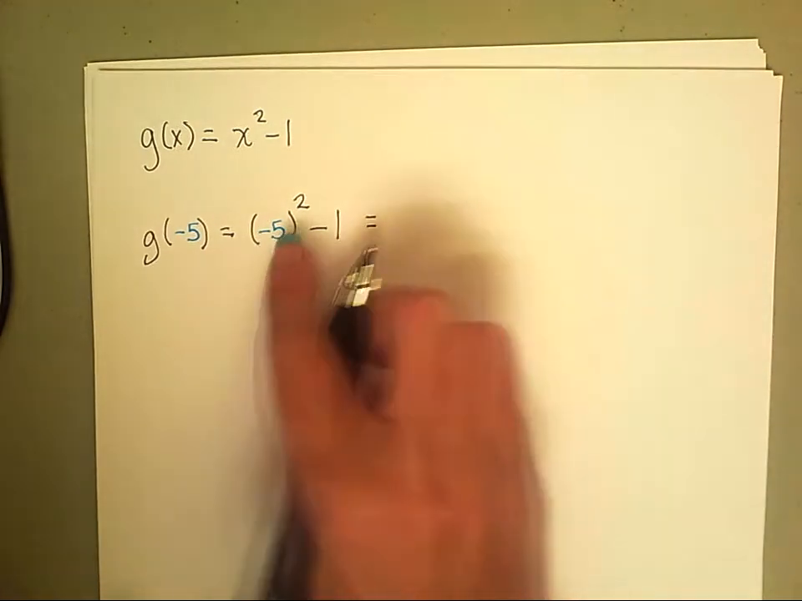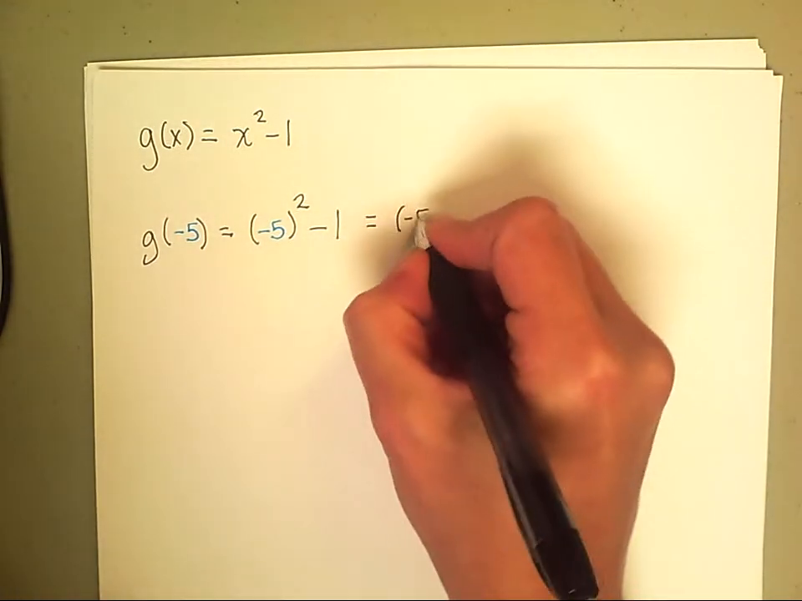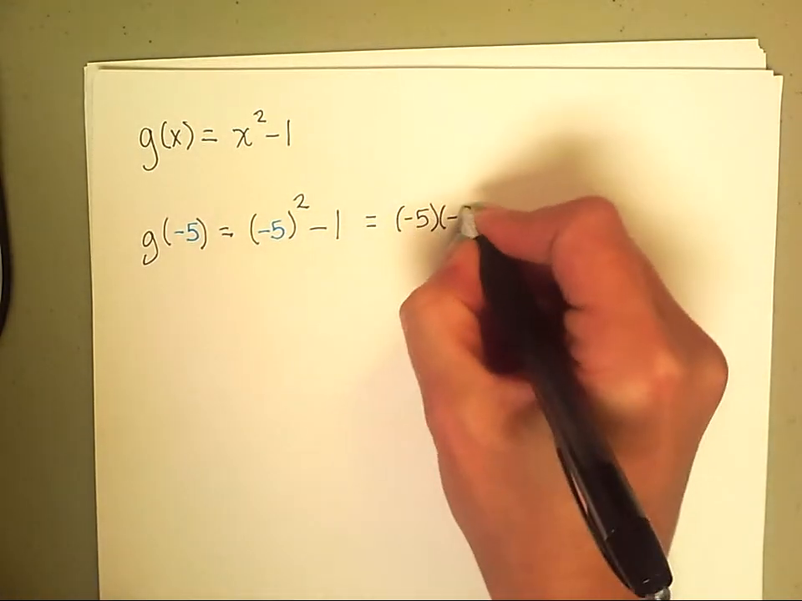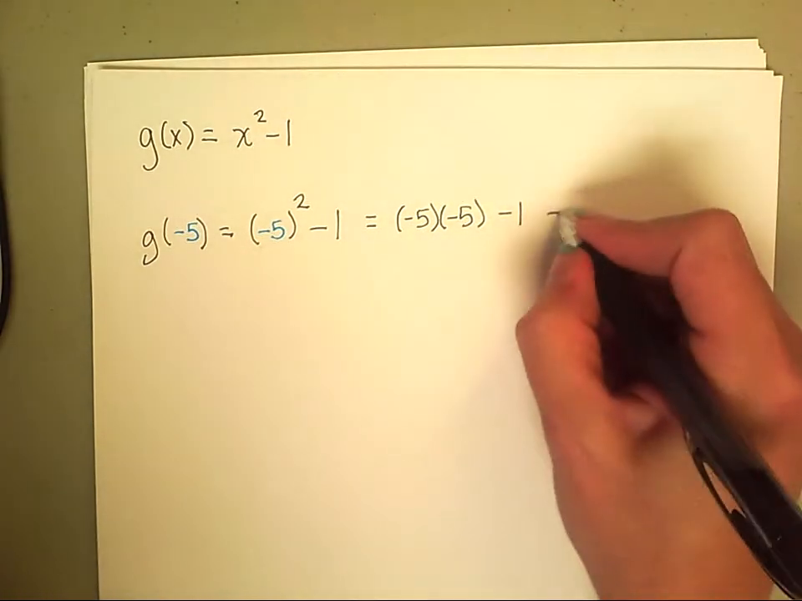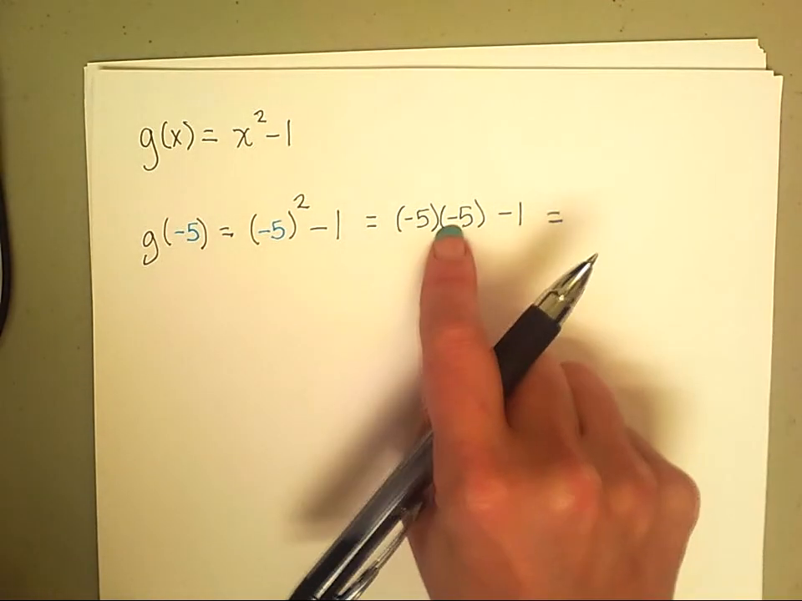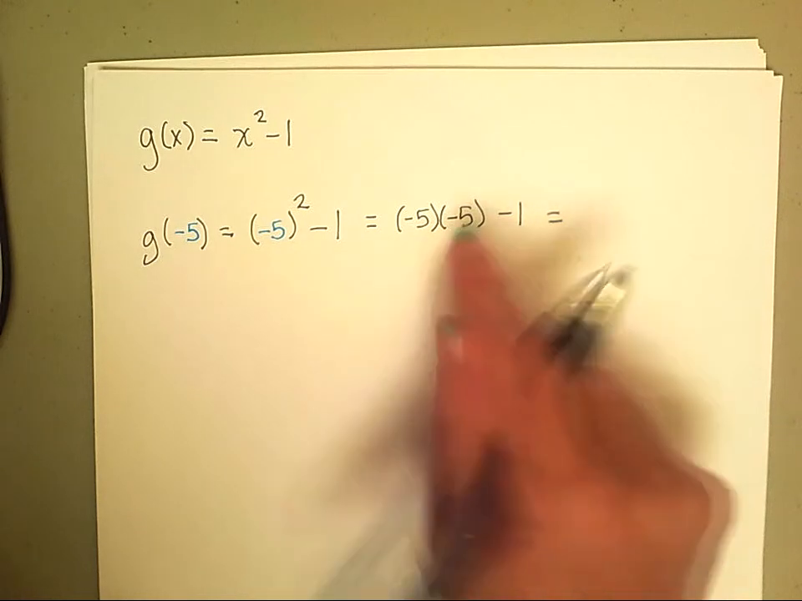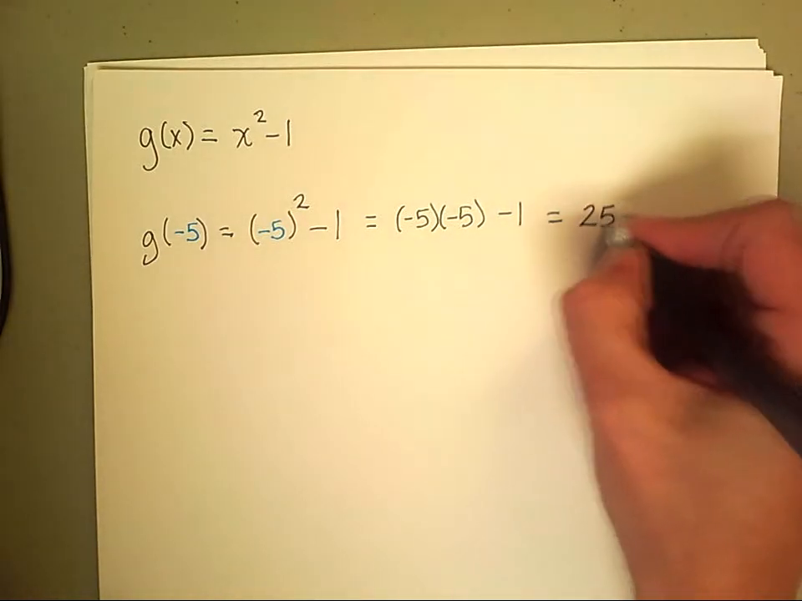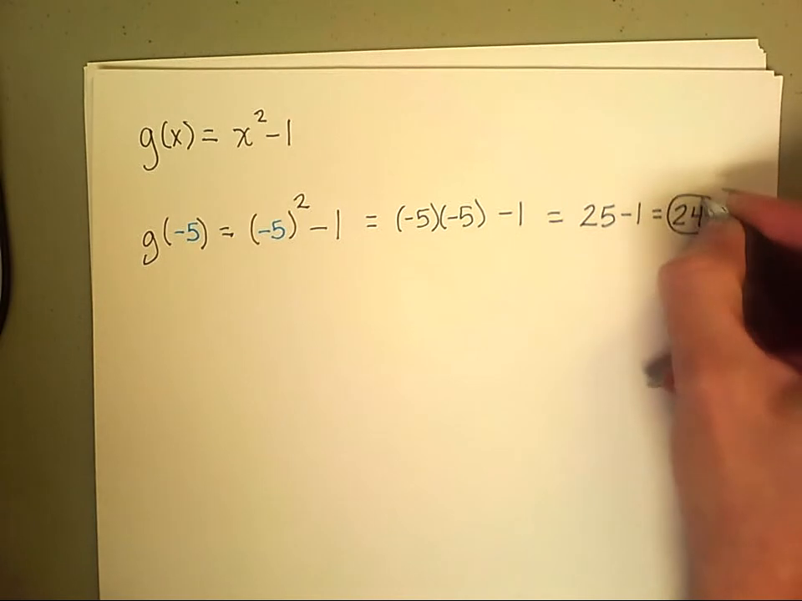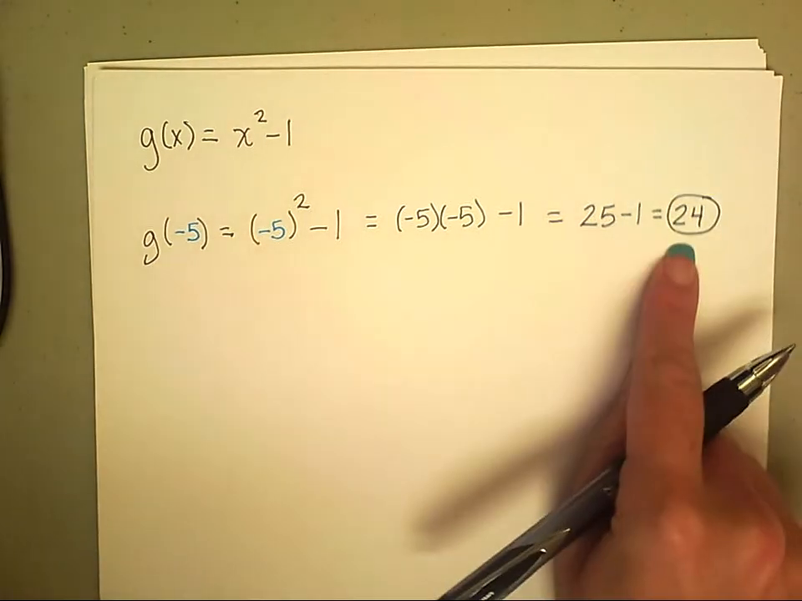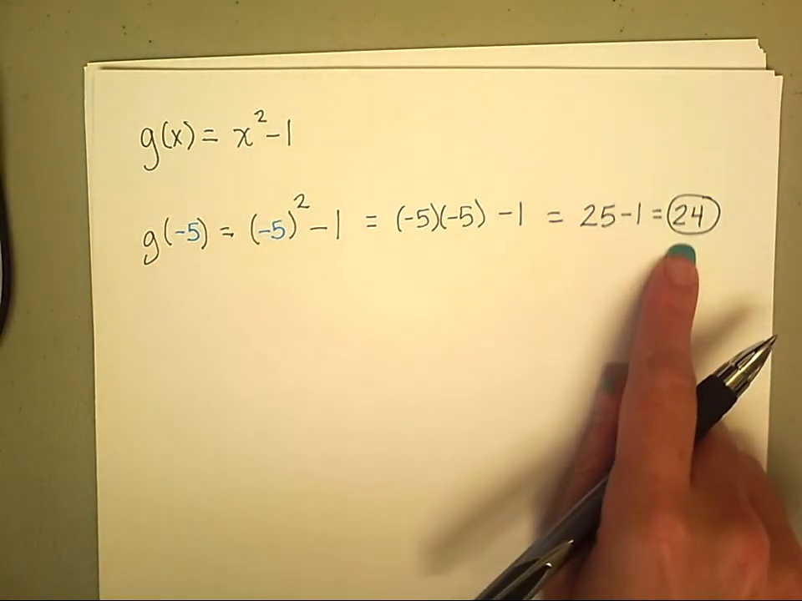Now, just so we don't get confused, what will happen here, remember, negative 5 squared is negative 5 times negative 5, and then we'll still subtract off the 1. Now, the negative and negative become positive. 5 and 5 is 25, minus 1 is equal to 24. So g of negative 5 is equal to 24.